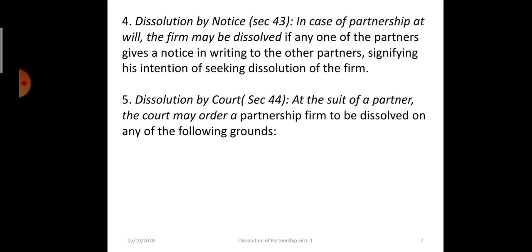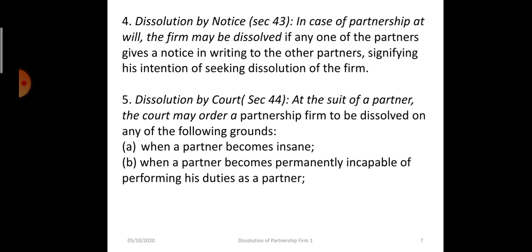At the suit of a partner, like the partner has filed a case, the court may order to dissolve the firm under the following circumstances. Like one of the partners becomes insane, that means he is not mentally sound enough to enter into any kind of contract or take any decisions. Or when a partner becomes permanently incapable of doing his duties.